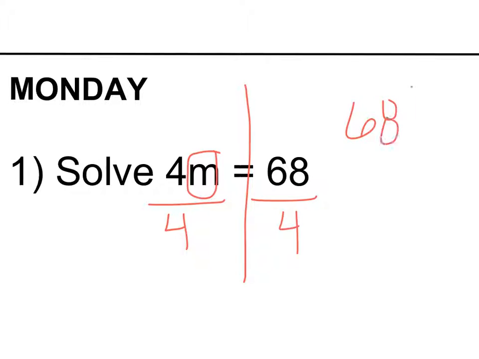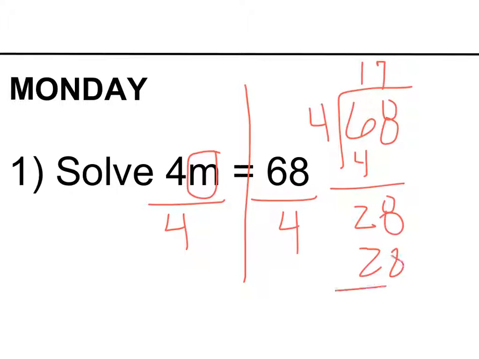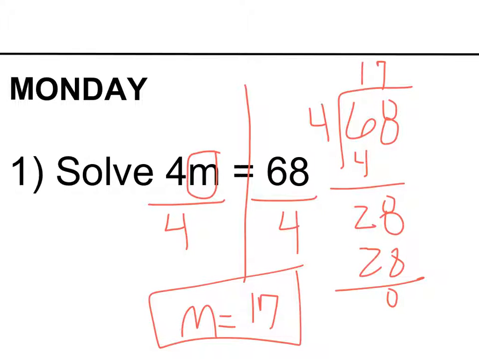So we've got to divide 68 by 4. 4 will go into 28 7 times. So m is equal to 17. That would be your answer for number 1.